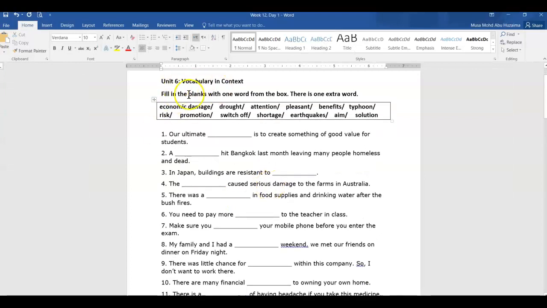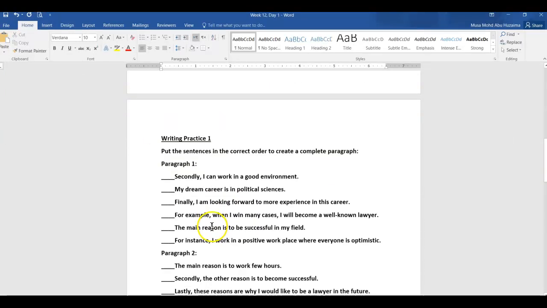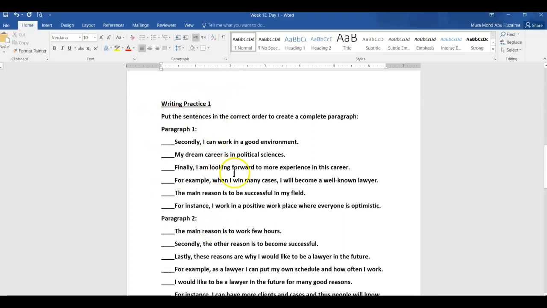First you do this. Second, writing practice. You need to do this and post it on the discussion board. Put the sentences in the correct order to create a complete paragraph. This is a paragraph made of 6 sentences. You need to read it all. You need to put numbers next to the sentences, for example, the first sentence has to be the topic sentence.